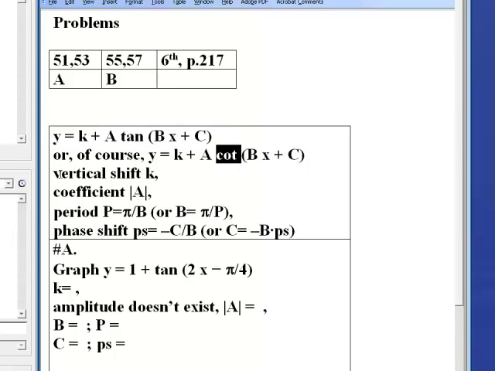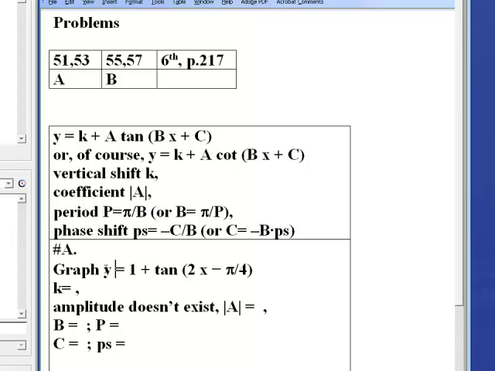We use the cotangent, and k is the vertical shift. This is not an amplitude, it's a coefficient a. The period looks different for tangent and cotangent than it does for sine and cosine. So its period equals pi over b, not 2 pi. The phase shift looks the same, negative c over b.